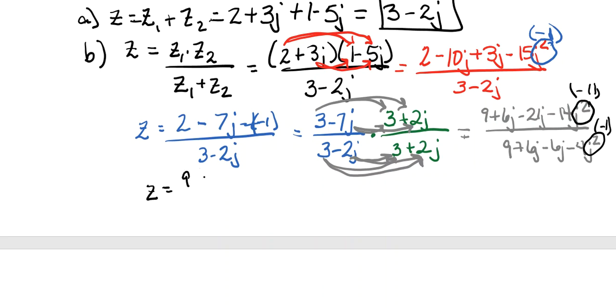So my top is 9. I'm going to go 6j minus 21j, which gives me a minus 15j. I've got a minus 14 times a negative 1. And I just realized I totally screwed up above. So I did this, and that should have actually been a positive 15, which means that should have been 2 plus 15, or 17 minus 7j.